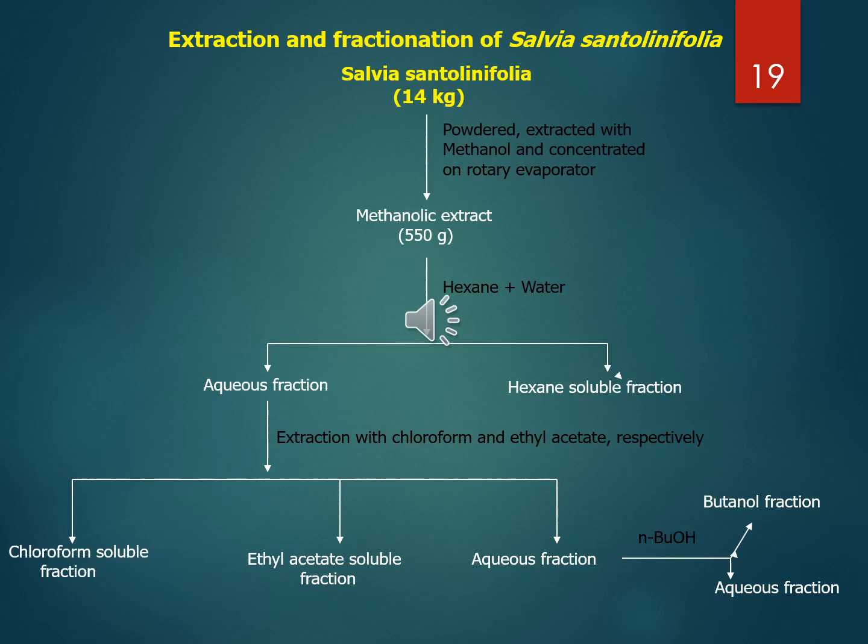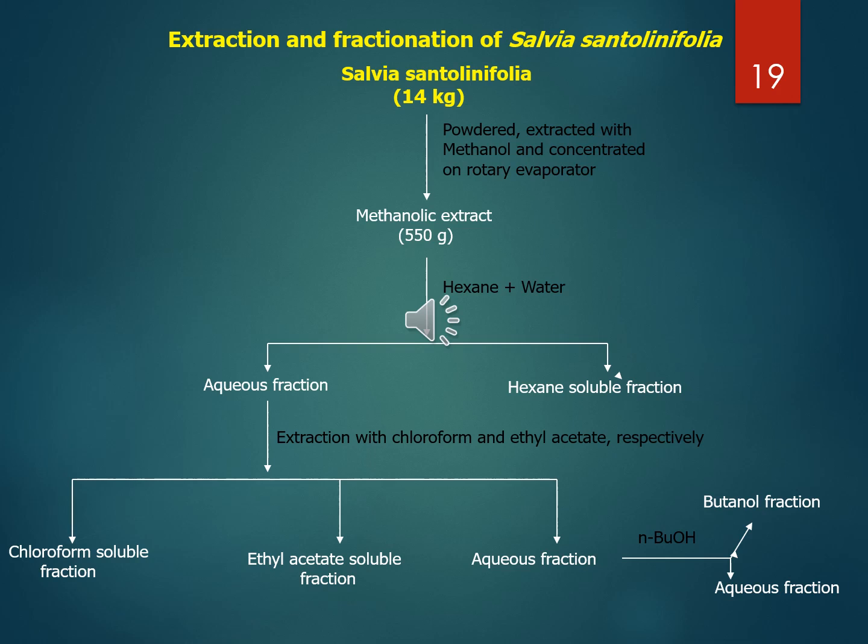Let's see how the extraction and fractionation of Salvia centralinifolia is carried out. The whole plant material, that is 14 kg, is ground, powdered and extracted with methanol and concentrated on a rotary evaporator. So we obtain the methanolic extract, that is 550 grams. The methanolic extract is partitioned between n-hexane and water, and in this way we obtain two fractions, that is the aqueous fraction and the hexane soluble fraction.